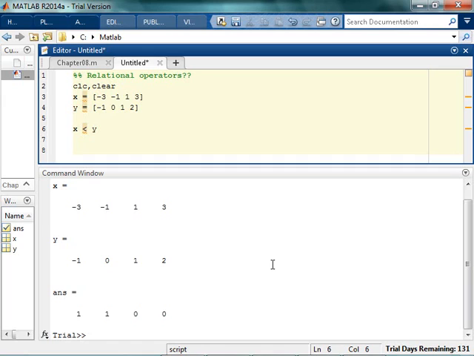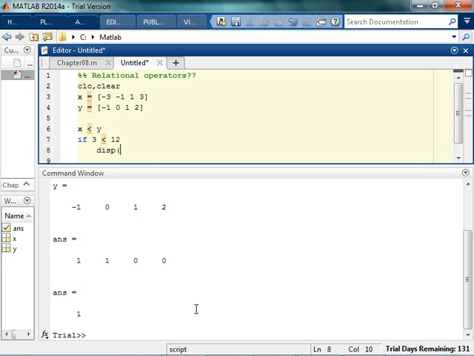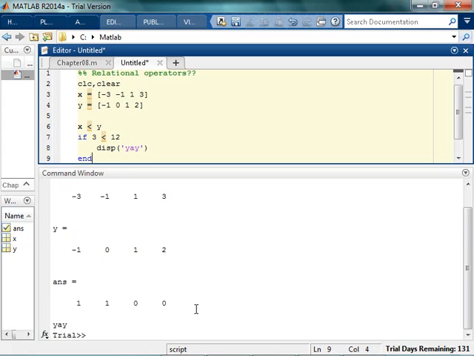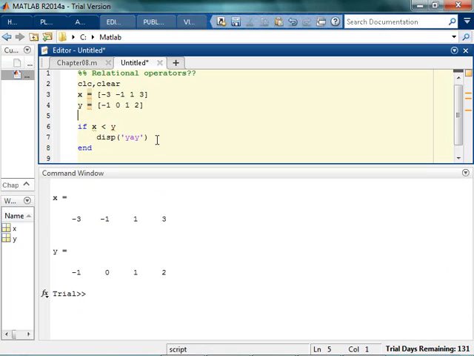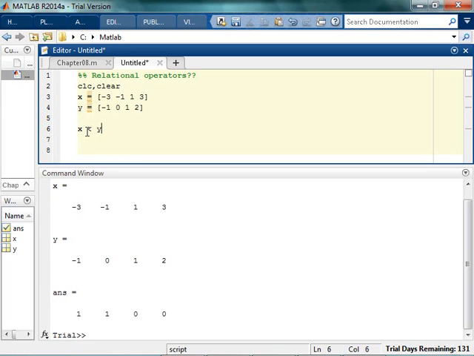So basically I can compare vectors, and I can compare just individual numbers. If I had 3 is less than 12, it would come back with a yes. And we'll get to this eventually: if 3 is less than 12, then say yay, and it'll work. I don't remember what happens if I do this with the vectors, but we can find out. It doesn't do it because they're not all less than, which is kind of nice, because that's not all true. But anyway, you can go x less than y, and it's going to give you the individual comparisons for each element.